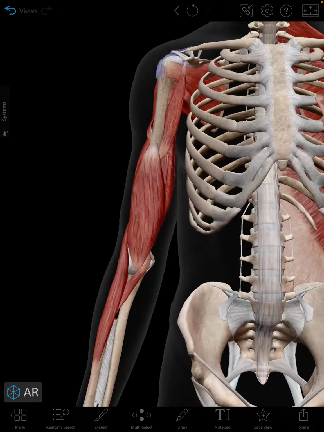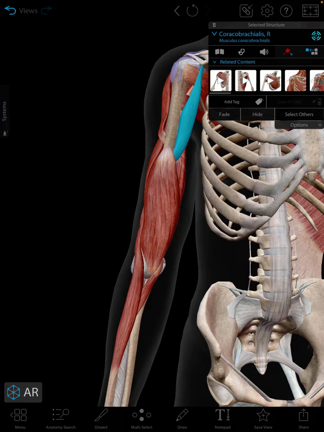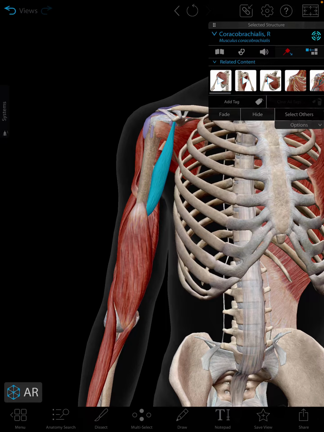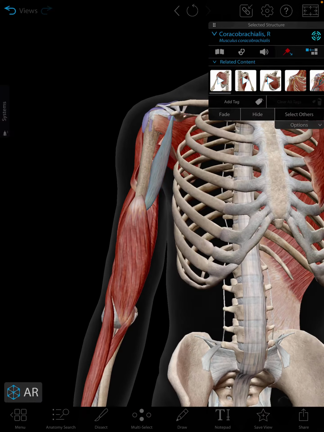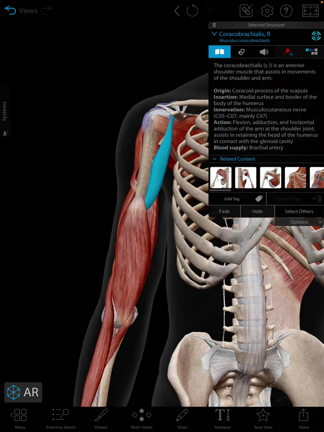Okay, there's another one here called the coracobrachialis. The coracobrachialis attaches from the coracoid process down to the humerus, and this does flex the shoulder. Okay, it is crossing the shoulder joint, it attaches to the coracoid process, and so as it crosses here, it's going to cause slight flexion of the elbow here. So you can see flexion and adduction of the arm at the shoulder.